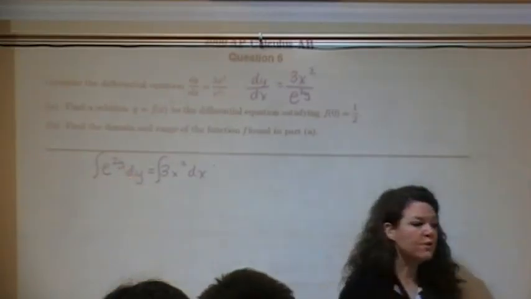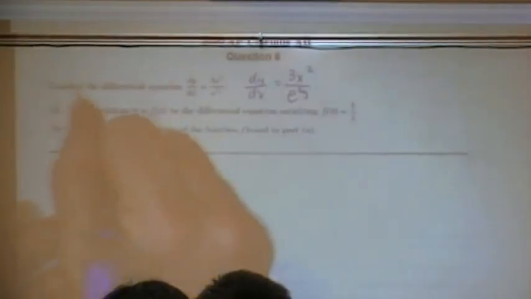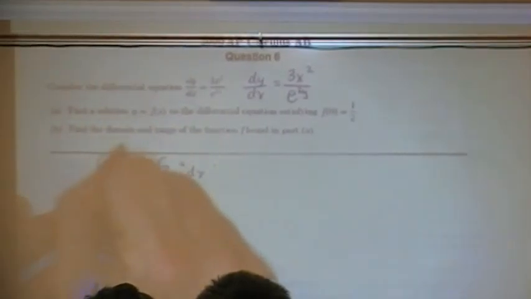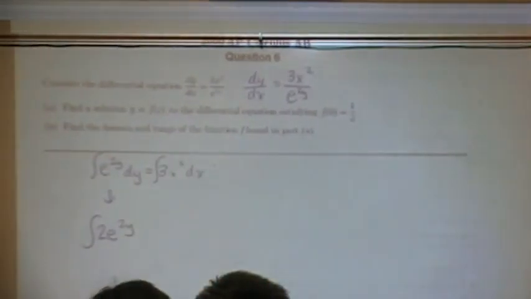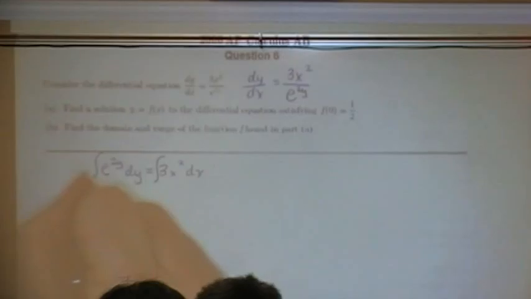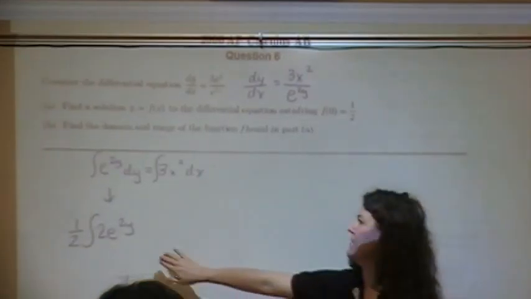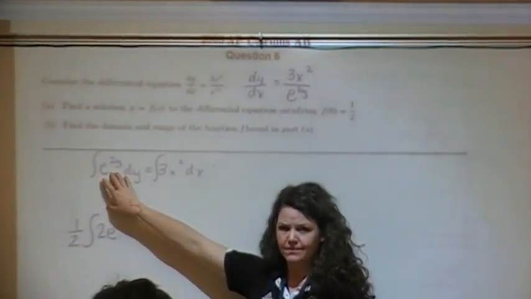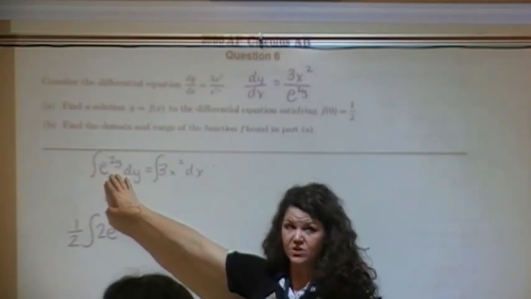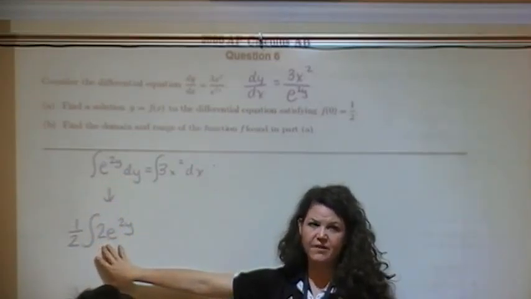A 2. So if it was written like this, 2e to the 2y, you could do it, couldn't you? Yes. But you can't. But if I put a 1/2 here, then isn't this the same thing as this? Yes. So I just gave myself a license to integrate.